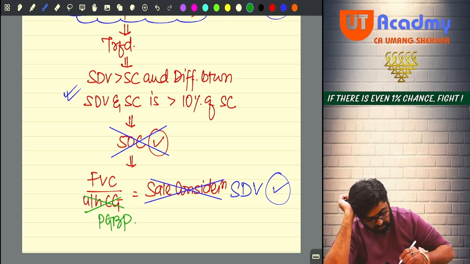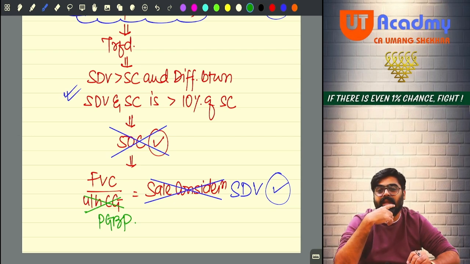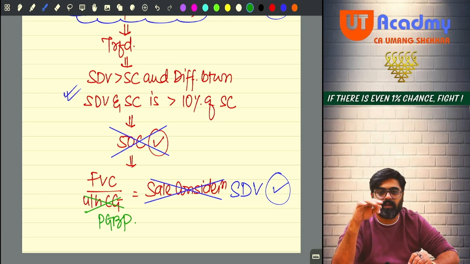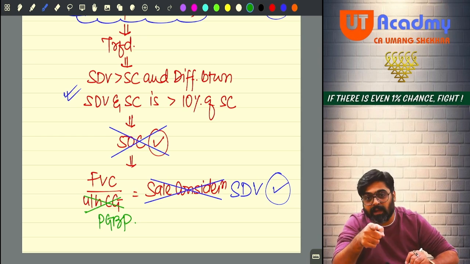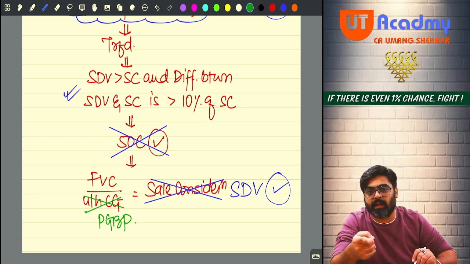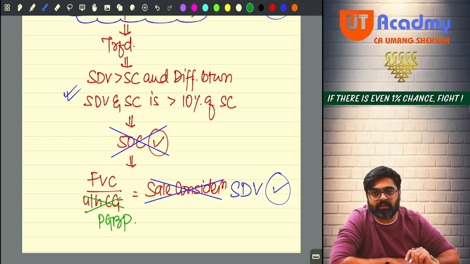So under the head PGBP, sale consideration will be taken. Stamp duty value cannot be taken. Yes or no? But just wait. For a person doing this kind of transaction only once, the government is not leaving that person covering under 50C. So don't you think that the government will definitely not leave those people who are selling these type of properties again and again for a consideration which is less than stamp duty value? Don't you think the government is not going to leave them?